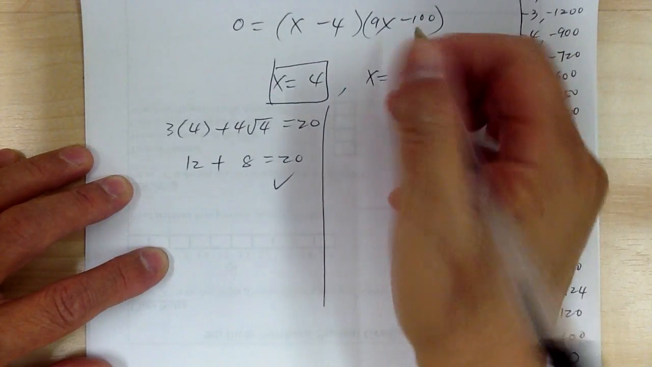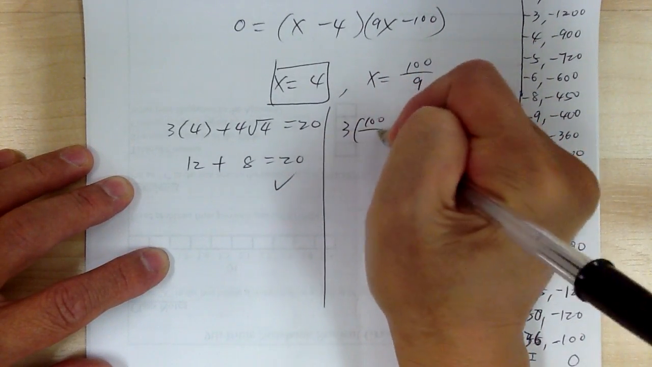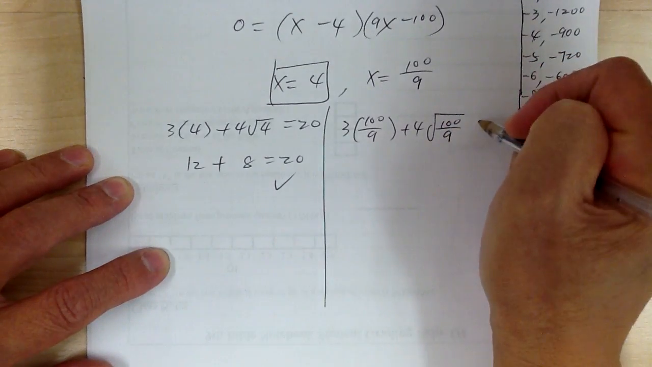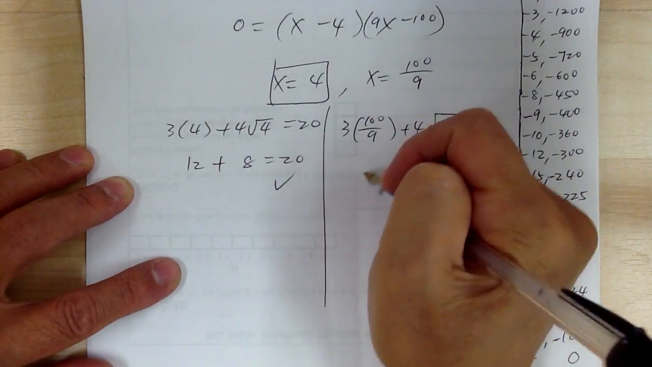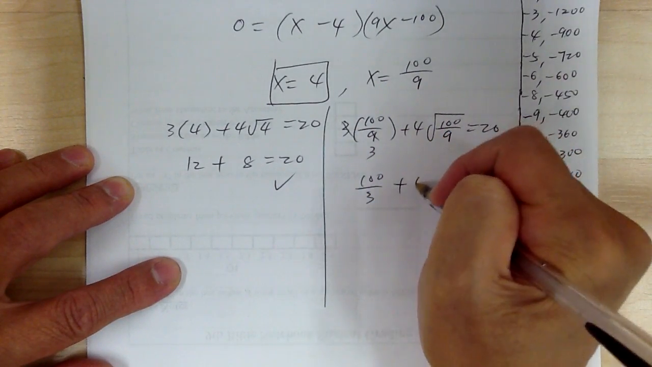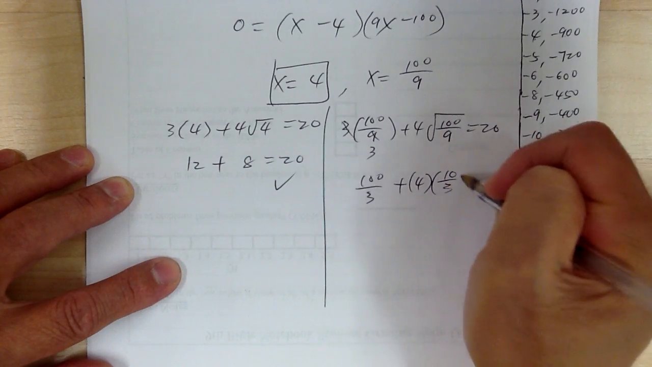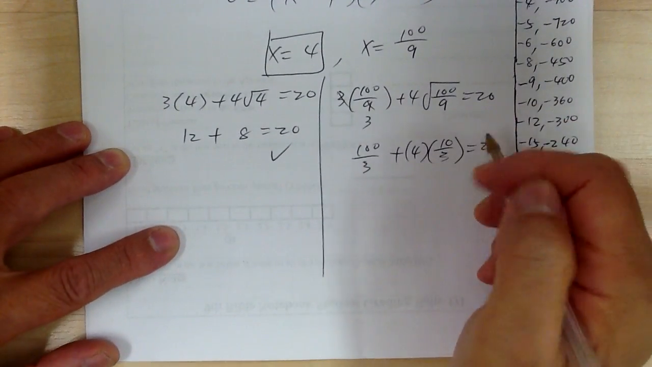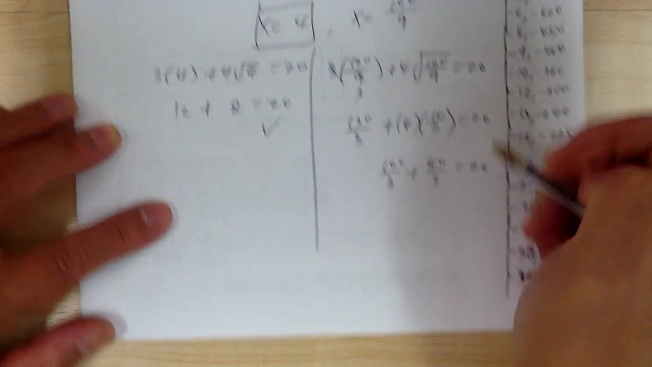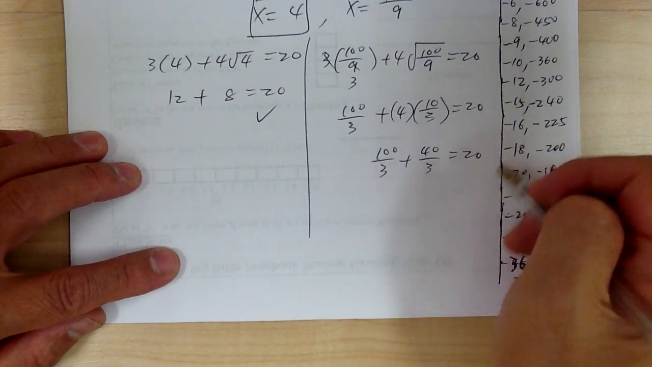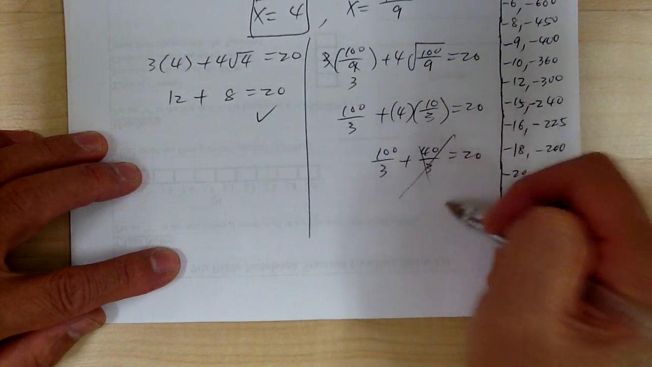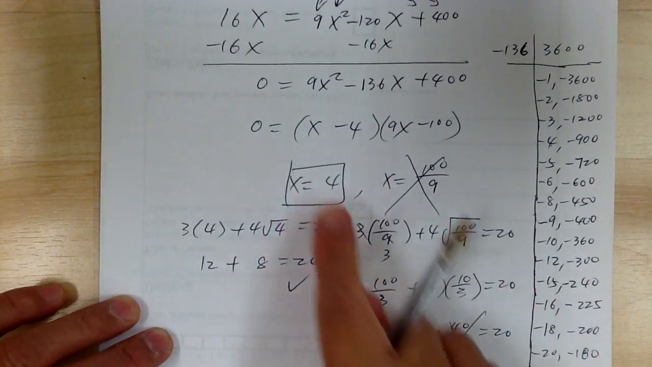Okay, you have to check this one. So you get 3 times 100 over 9 plus 4 times square root of 100 over 9 equal to 20. So you get 100 over 3 plus 4 times 10 over 3 equal to 20. So you get 100 over 3 plus 40 over 3 equal to 20. So it doesn't work, right? Because that equals 140 over 3, not 20, so this one does not work. So not good.